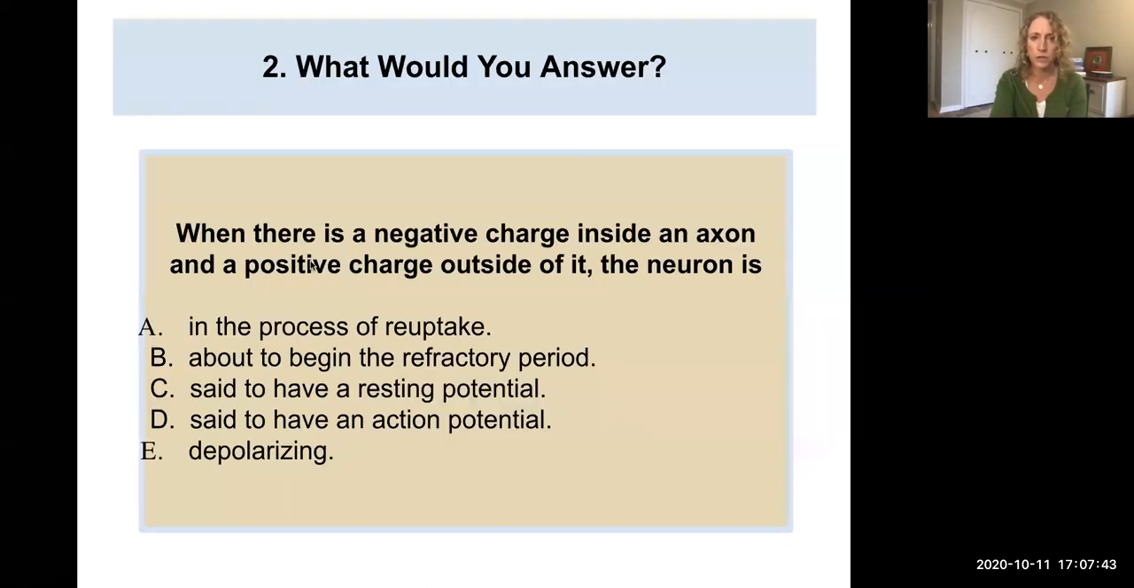Let's look at this question. When there's a negative charge inside an axon and a positive charge outside of it, the neuron is... so you've got the negative charge on the inside and the positive on the outside. So we would have to say that this is at the resting potential. Negative charge is on the inside and the positive charge is outside of it. It's at the resting potential.